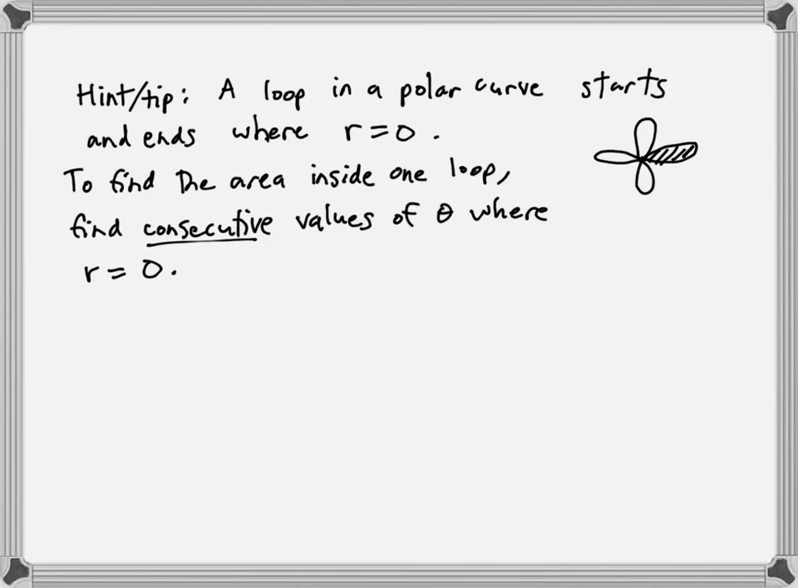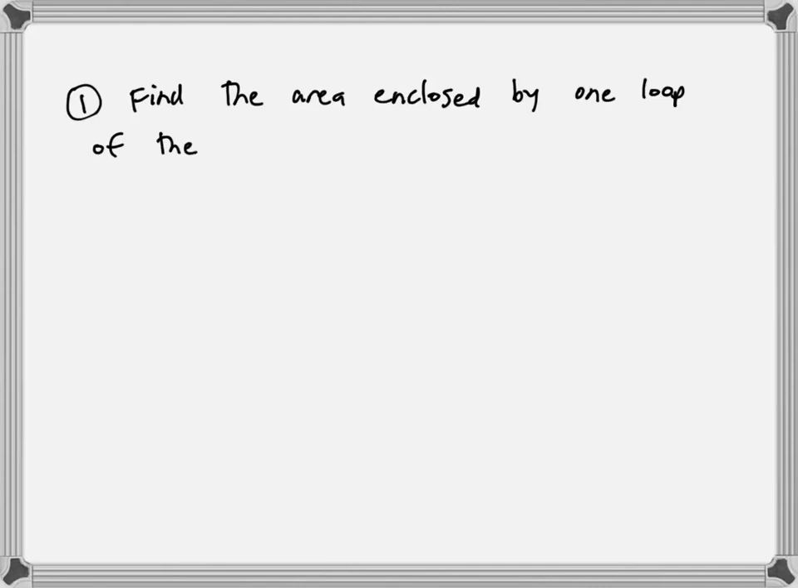So I want us to do an example using the four-leafed rose from before. So this will be example 1. I want us to find the area enclosed by one loop of the four-leafed rose r is equal to cosine of 2 theta.